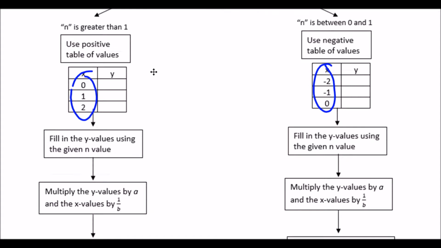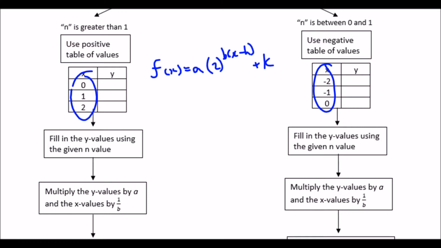Let's say I had the function f of x equals a, whatever a is, and let's say I've got 2, and then b x minus h plus k.